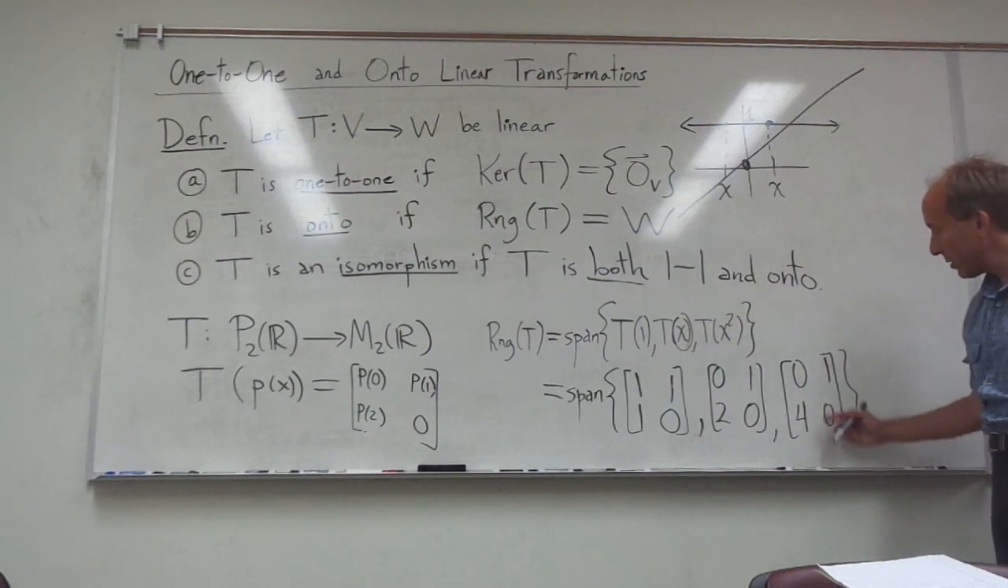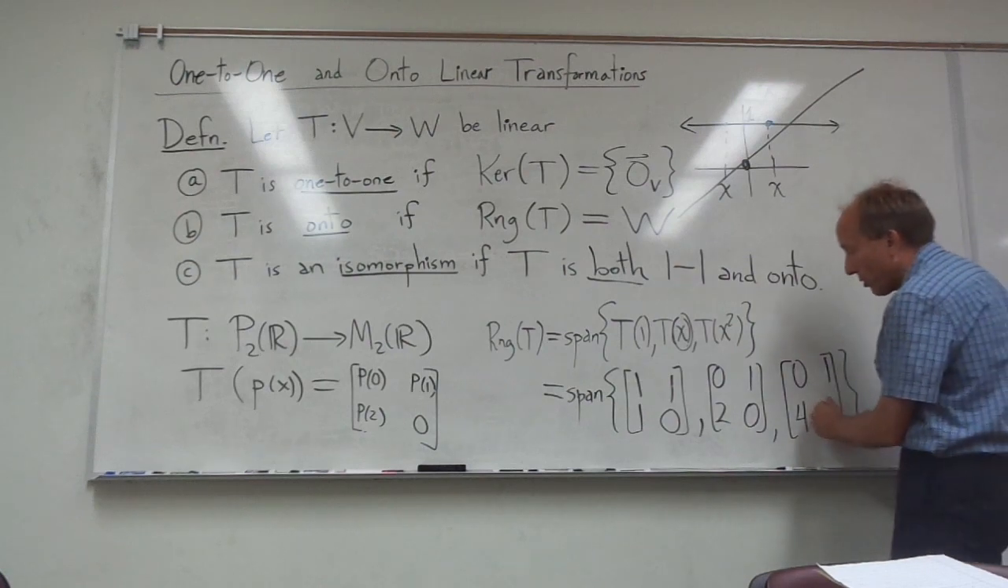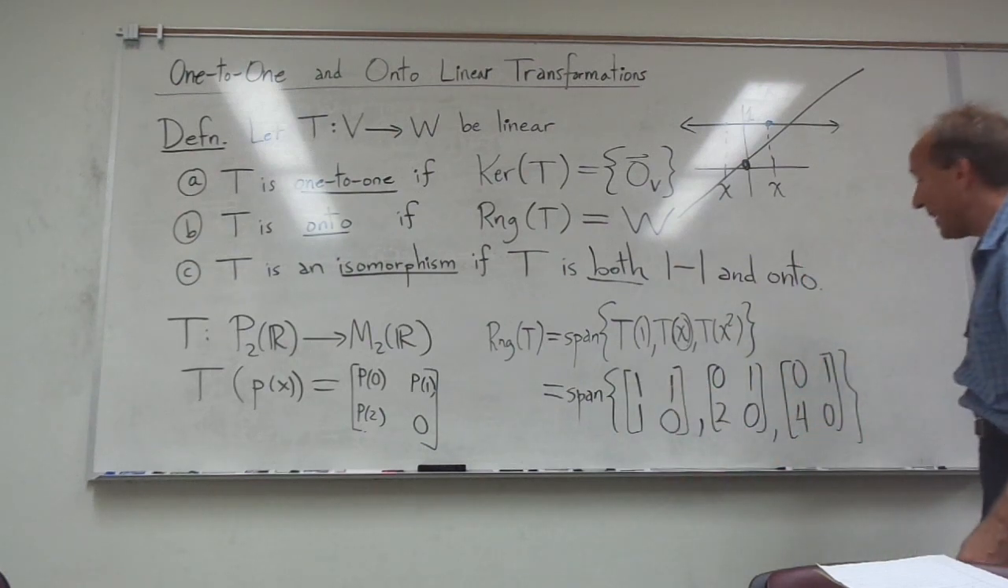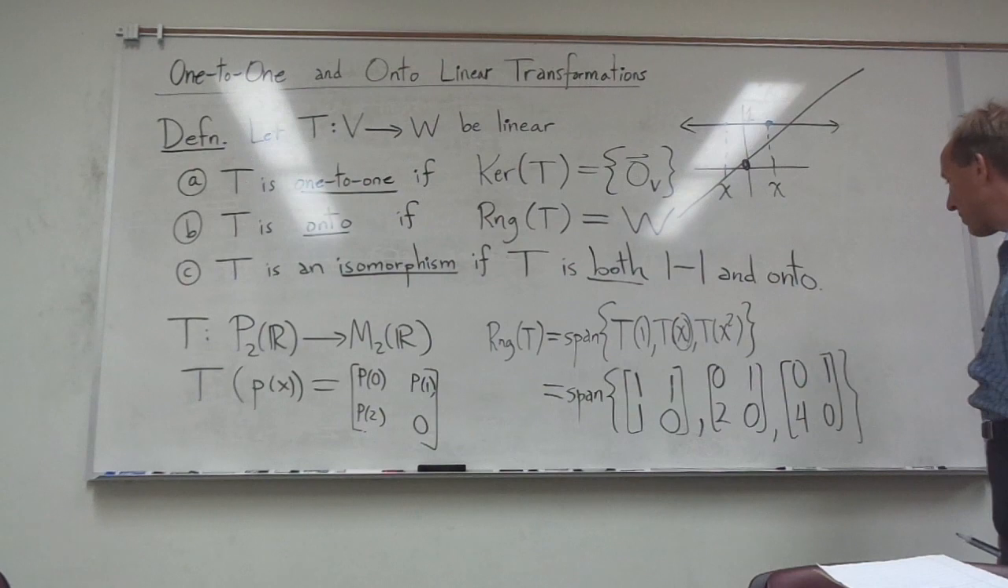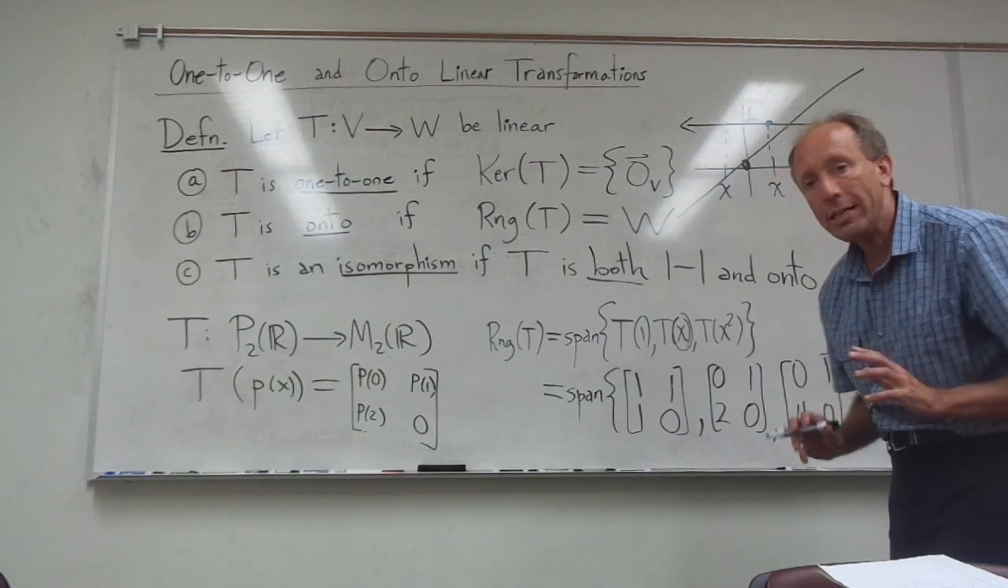What you've got here is a set of 3 matrices. Now you do have to make sure that they're linearly independent. They have to be linearly independent. Let me give you a quick rough idea of why they are. I'm not going to go into the details here.